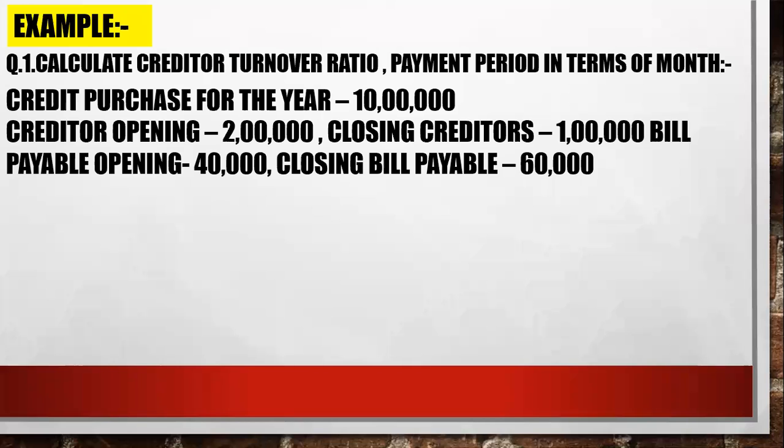Yes, this was the question of creditor turnover ratio and payment period in terms of month. You have to calculate both over here. Credit purchase, they have given you 10 lakh. They have also given you the creditor opening and creditor closing. So you multiply with this: 2 lakh plus 1 lakh upon 2, because we want the average amount. After calculating this, they have provided the bills payable amount, opening plus closing. So 40,000 plus 60,000 comes to 1 lakh, upon 2. So you will get 50. So this is the solution for this.